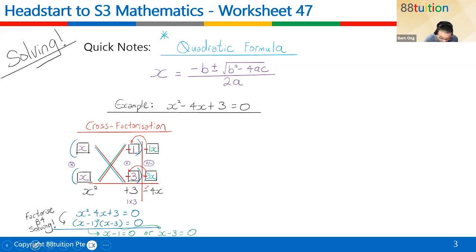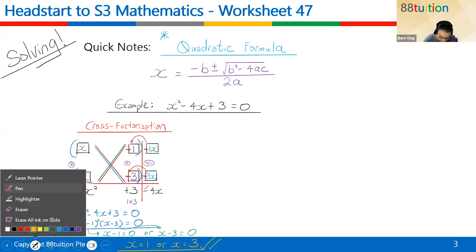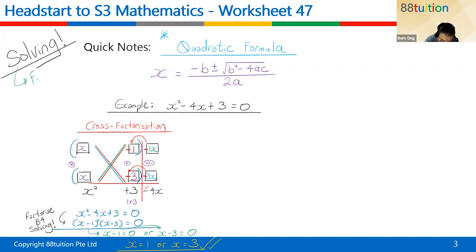Then your objective is to find x, right? You can say that x is equal to -1, bring across is a 1, or -3, bring across is a 3. And this is your answer. Remember, you're solving. What's the meaning of solving? Solving means you are supposed to find x.